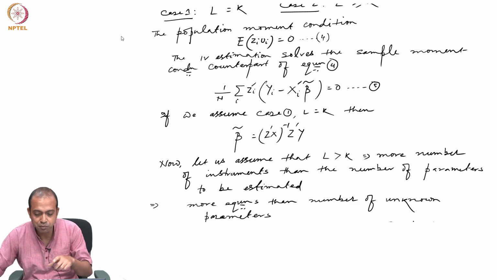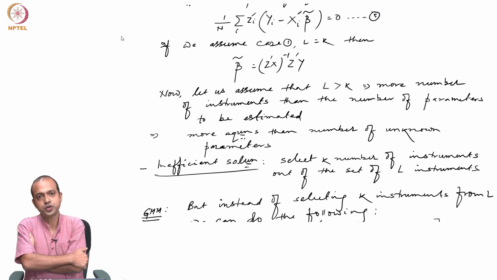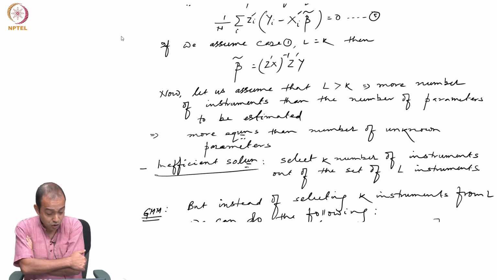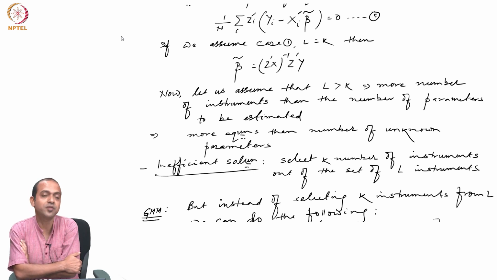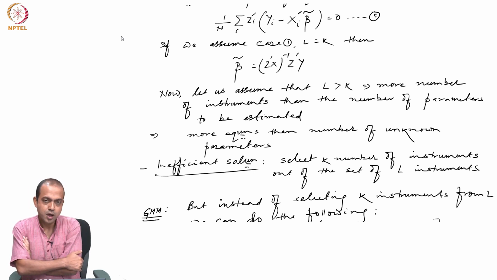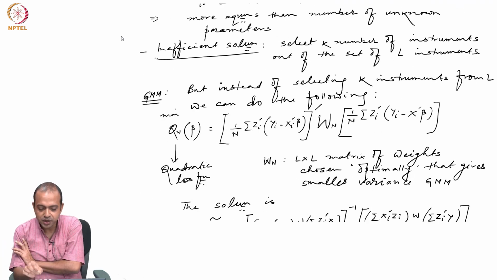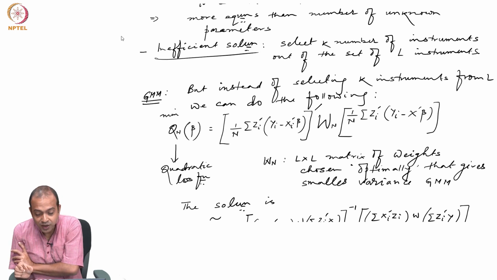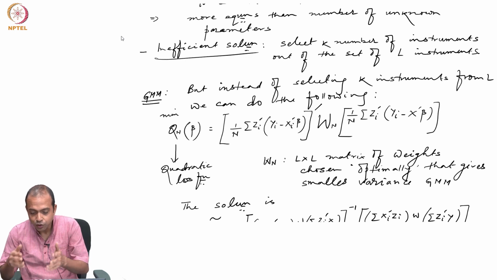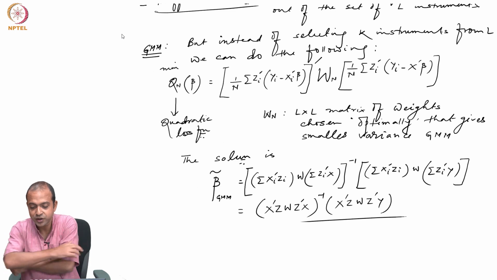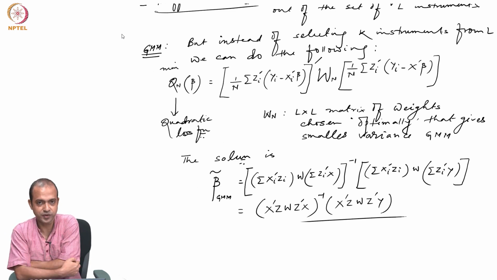But the situation gets complicated when L is actually greater than K, and we cannot select only K number of instruments out of that L, because that will lead to an inefficient solution. To get an efficient solution, what can we do? We can construct a quadratic function in this way, where I multiply the sample moment condition and its transpose with a weight Wn, where W is an L by L matrix of weights chosen optimally that gives the smallest variance GMM.